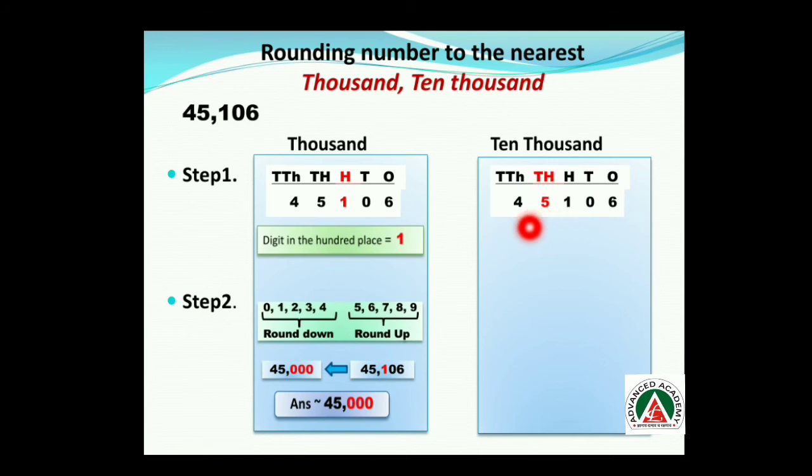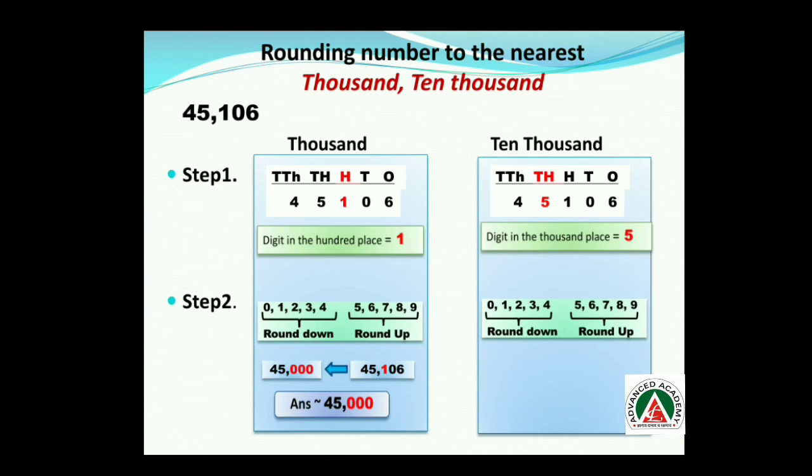Same way, the same number we will round to the nearest 10,000. So this time, which place value will we compare? 1000, because the previous place value of 10,000 is 1000. So the digit in the 1000 place is what? 5. Step 2, we will see in what range this digit comes, that is the round up range. This is the round up range.